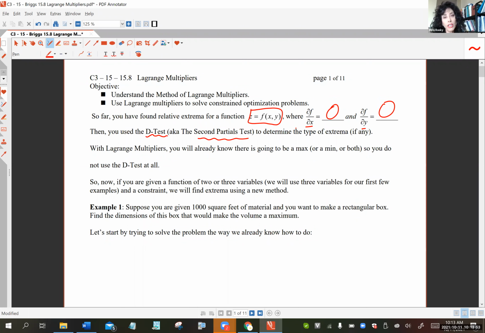Now, with the Lagrange multipliers, which is this new method we're about to look at, you already know there's going to be a max or a min, or maybe even both. So you don't do the d-test ever when you use this new method, which is kind of cool. That means you don't have to find any second partials when you're doing this method.